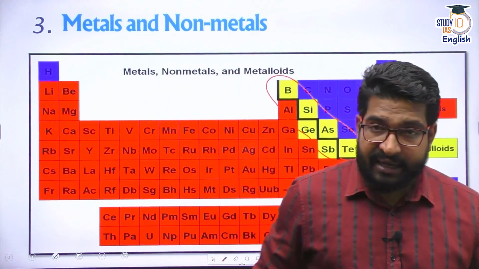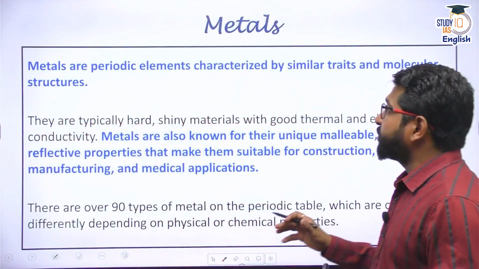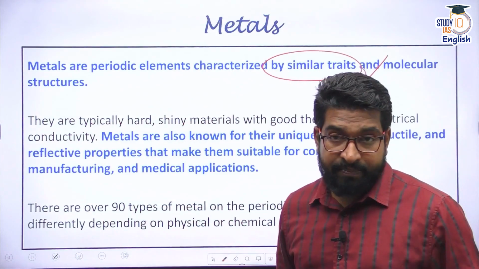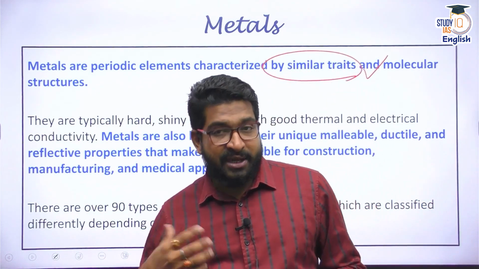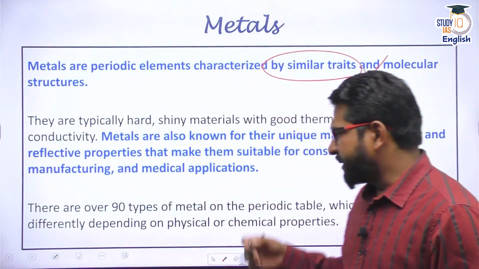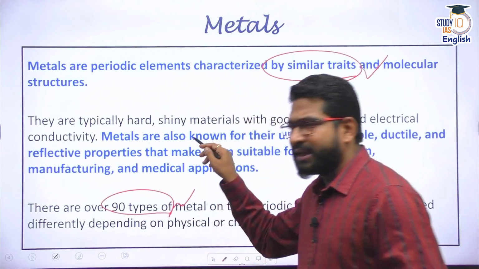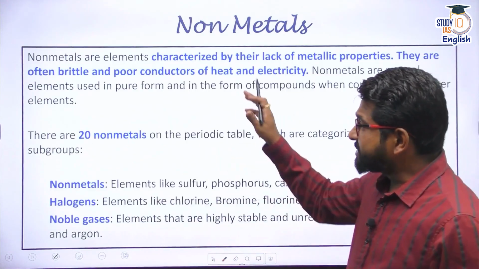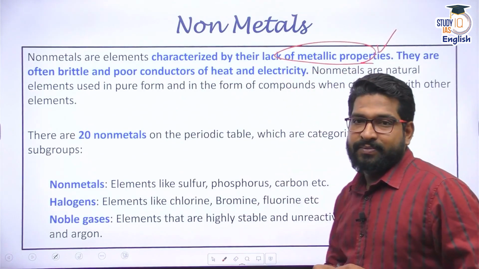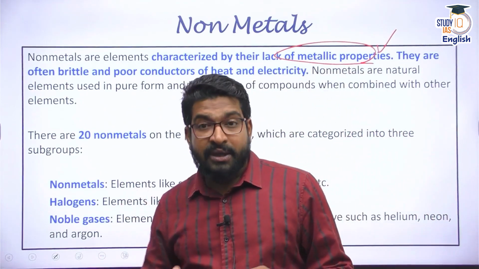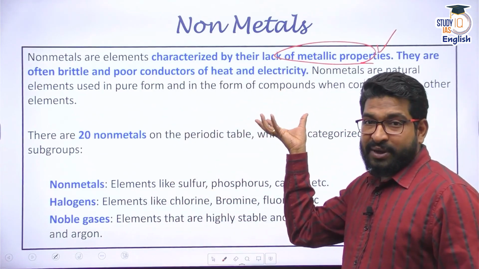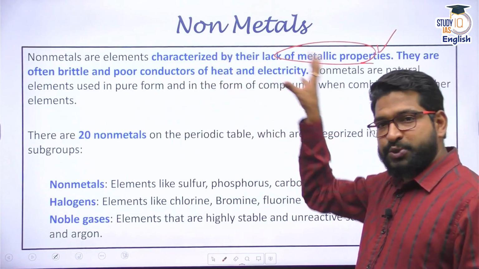And we have discussed that metals are those elements in the periodic table which are characterized by similar traits. Metals are typically hard. Majority of metals are solids. They are lustrous and they give certain similar characteristics. Approximately about 90 types of metals are found in the periodic table. Apart from that, non-metals are the ones which are characterized because of their lack of metallic properties. They are generally non-solids. Even if they are solids, they are brittle in nature, and their properties with respect to electricity are poor. They are poor conductors of heat as well as electricity.